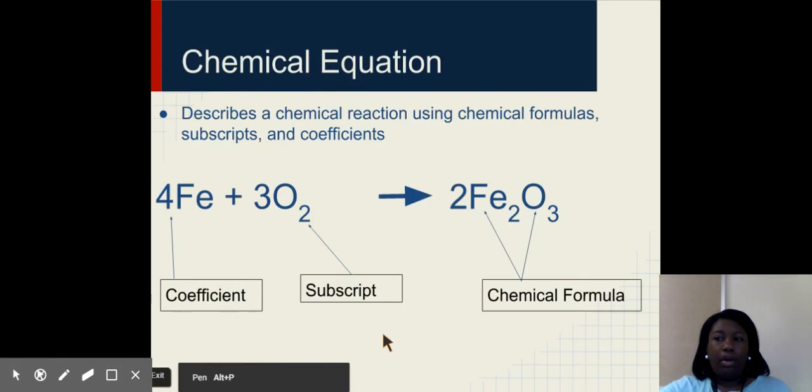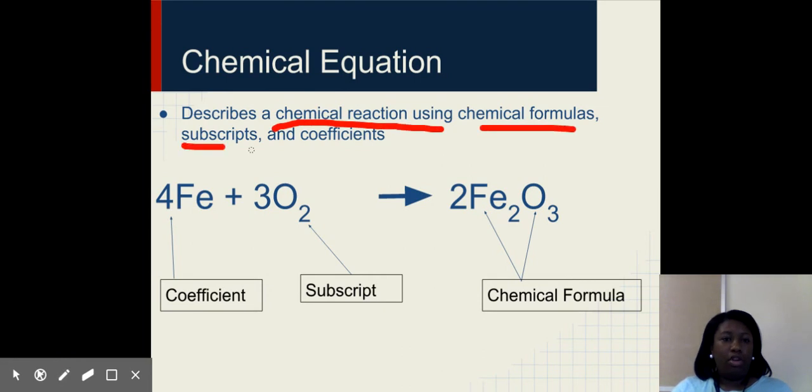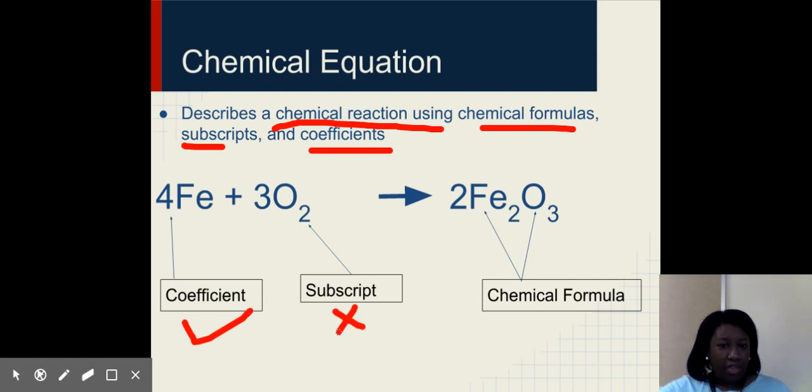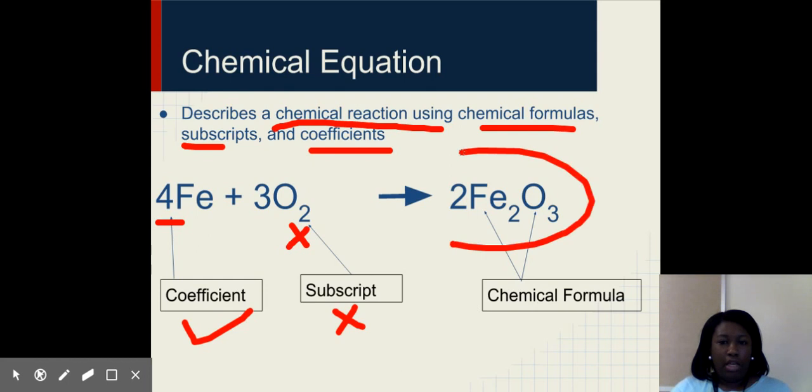All right, so chemical equations. They describe the chemical reaction using chemical formulas, subscripts, and coefficients. You can change coefficients, but we cannot change our subscripts, so get that out of your head now. You can change your coefficient, which is the big number in the front, but we cannot change our subscripts. And this is your chemical formula right here.